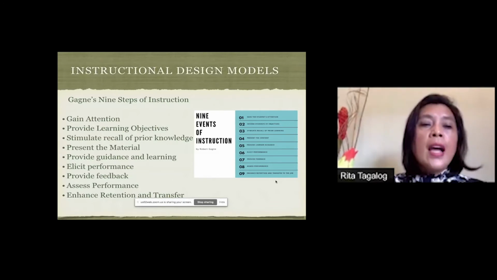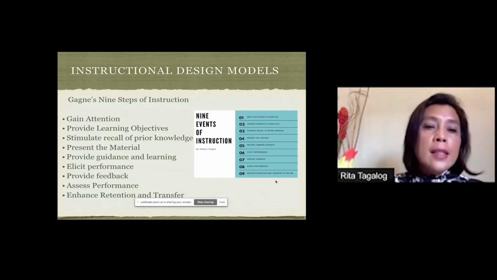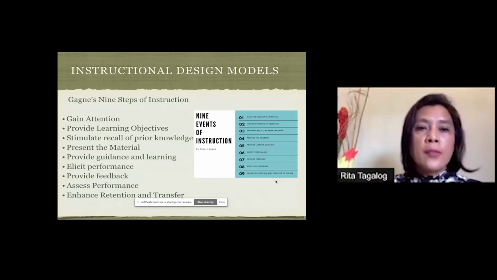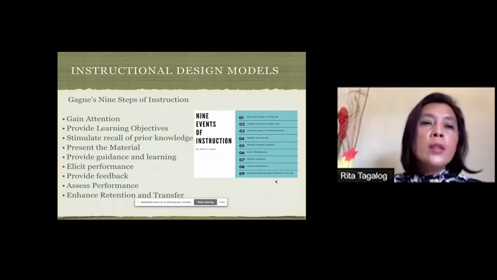Followed by provide guidance in learning, wherein we provide practice for students for mastery. Then we elicit performance, and we provide feedback and assess the performance. And of course, if we find that the students have mastered the skills, then we can now move on to enhance retention and transfer. So those are the 9 steps of instruction if we want to use Gagne's model integrating cultural icons.